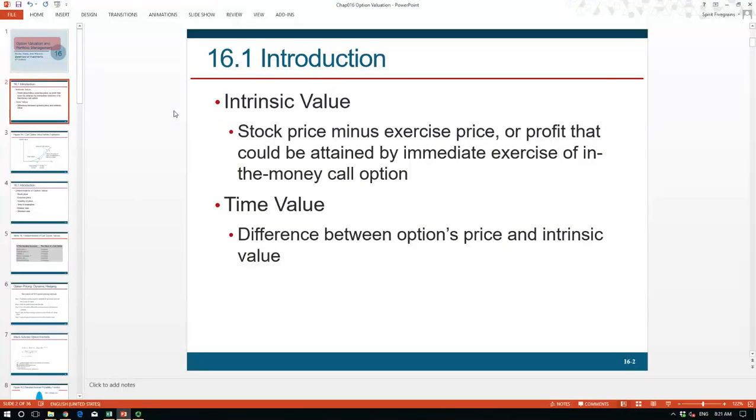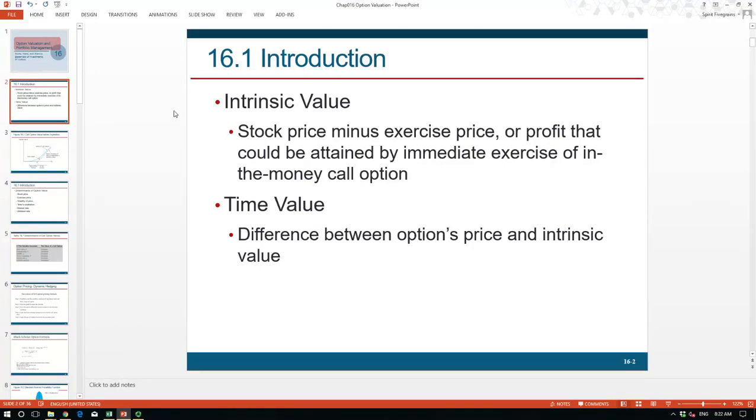As we know, option value has two components. The first one is intrinsic value, and the other one is time value. The intrinsic value equals stock price minus exercise price for a call option, and that is the profit that an investor could realize by immediately exercising an in the money call option. And for an out of the money option, the investor doesn't have to exercise the call option, and the payoff should equal 0. So this intrinsic value is equivalent to the payoff of a call option or put option.